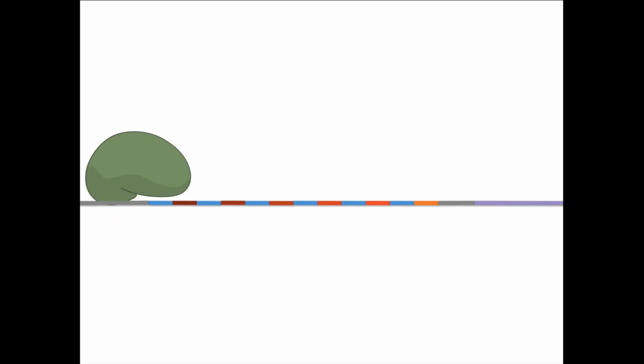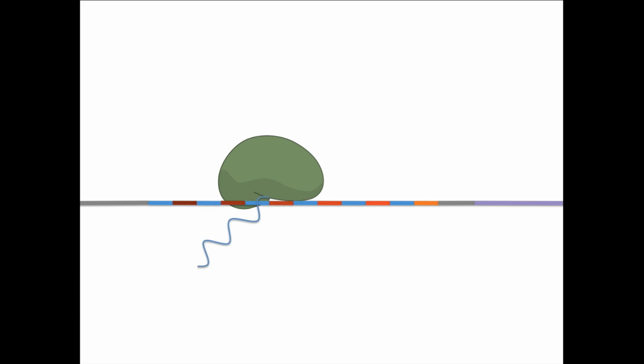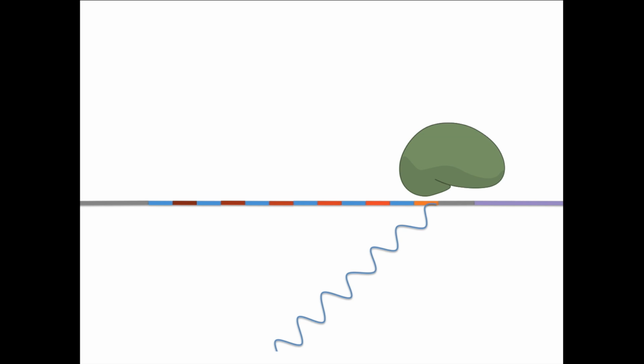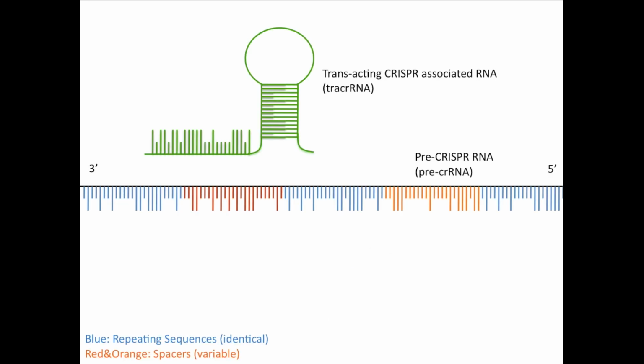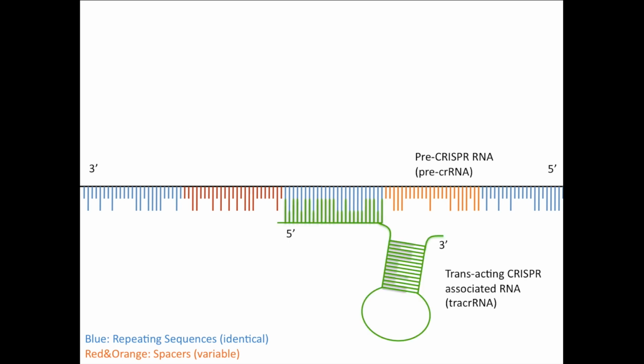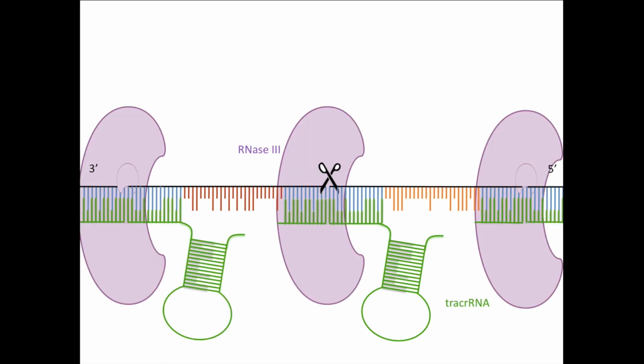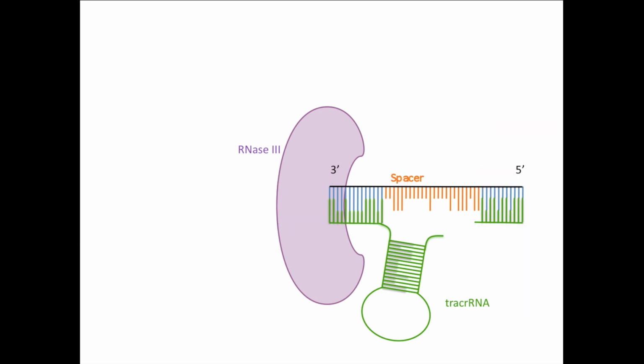The CRISPR array is transcribed, producing a pre-CRISPR RNA that undergoes more processing. Cas genes are also transcribed, but not shown here. Trans-acting CRISPR-associated RNA, or tracrRNA, is needed for CRISPR RNA processing and function. TracrRNA forms a hairpin loop and has a region complementary to the repeating sequences of the pre-CRISPR RNA. TracrRNA base pairs with the repeat sequences and recruits RNase 3. RNase 3 cleaves the pre-CRISPR RNA in the repeat sections, leaving 66 nucleotide CRISPR RNA molecules.